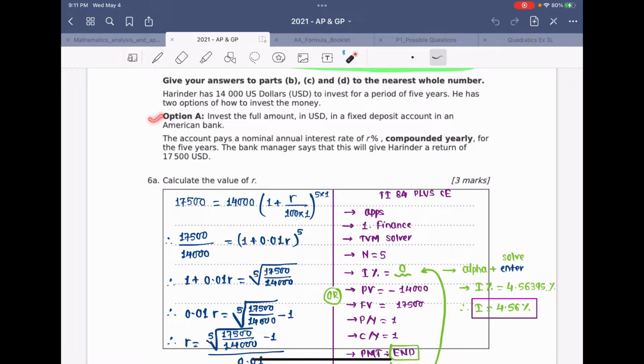First, option A: invest the full amount in USD in a fixed deposit account in an American bank. The account pays a nominal annual interest rate of R% compounded yearly for the 5 years. The bank manager says that this will give Harinder a return of 17,500 USD.